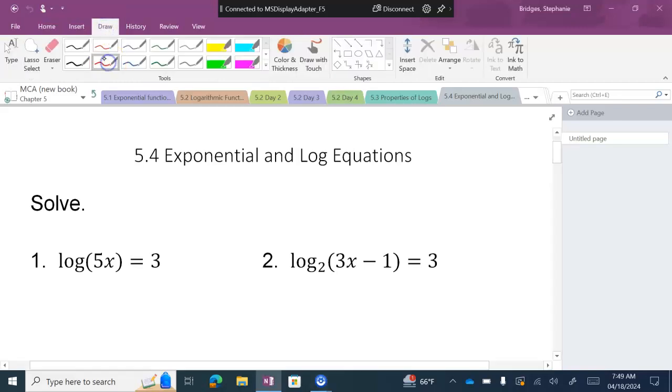All right, so again, we have to decide, do we have logs on both sides, or is the log equal to a number? And here we set a log equal to a number. So looking at the left side, I have the log of 5x. That is one single log. I don't have to bring anything together.